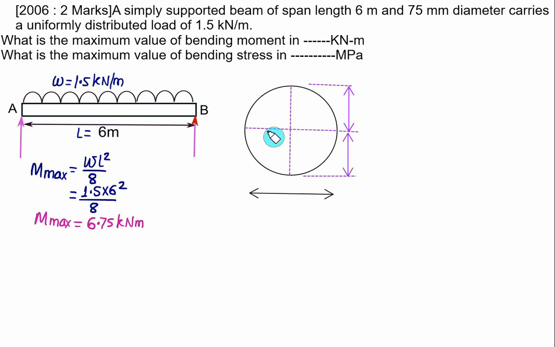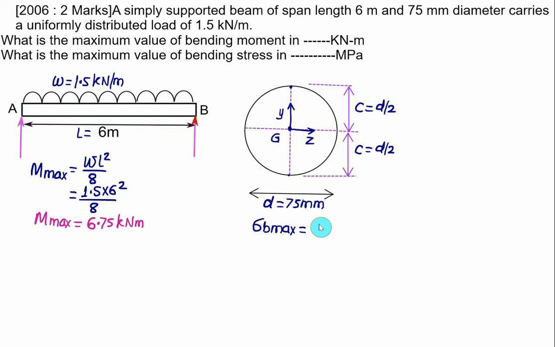We are given here that the cross section is circular with a diameter D equal to 75 mm. For the circular cross section, the horizontal axis is Z and the vertical axis is Y. The top fiber and the bottom fiber are at the same distance. So the value of C is the diameter divided by 2, here also C is equal to diameter divided by 2. Moment of inertia is pi by 64 d to the power 4. So the maximum bending stress can occur either at the top fiber or the bottom fiber. We are only interested in the maximum.